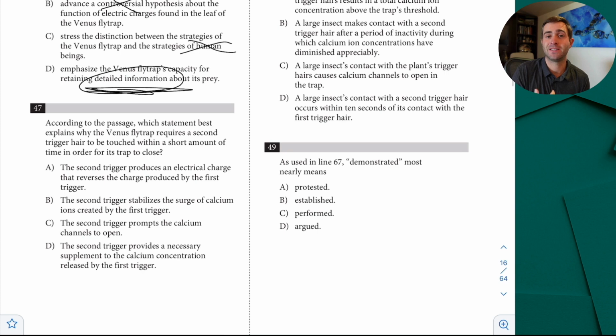What you can start to see is I'm attacking all these teeny tiny details in the answer choices as I work through. It's all about finding what's wrong, on top of finding what's right. According to the passage, which statement best explains why the Venus flytrap requires a second trigger hair to be touched within a short amount of time for its trap to close?